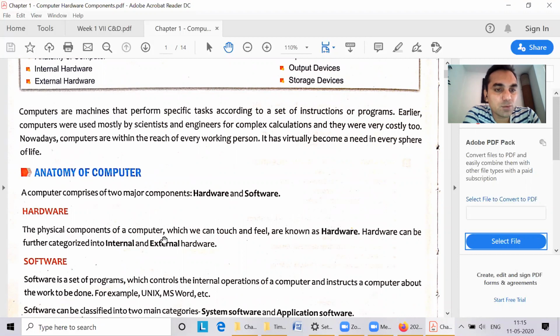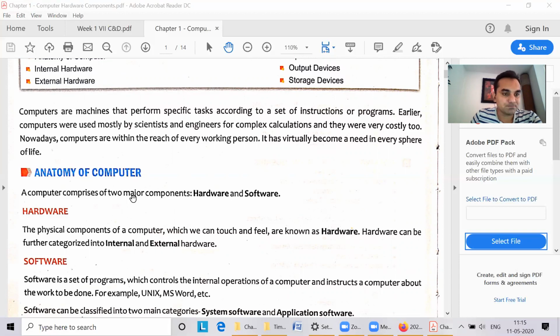Earlier, computers were used mostly by scientists or engineers for complex calculations, and they were too costly. Nowadays, computers are within the reach of every working person. You see the example that we are now getting acquainted to the computers and we are learning through this medium. It has virtually become a need in every sphere of life.